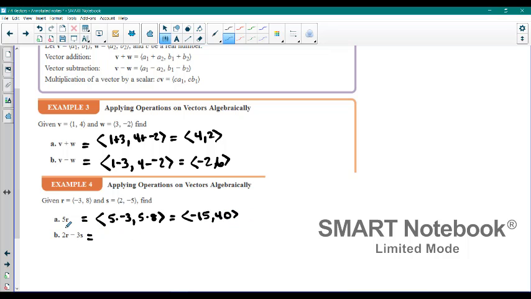And then we can combine scalar multiples with addition and subtraction. So we have 2 times r, so let's go ahead and do that. That's going to be negative 6, 16, minus 3 times vector s, that's going to be 6, negative 15. And when we subtract these, negative 6 minus 6 would be negative 12. And 16 minus negative 15 is 31. So that vector would start at 0, 0 and terminate at negative 12, 31.